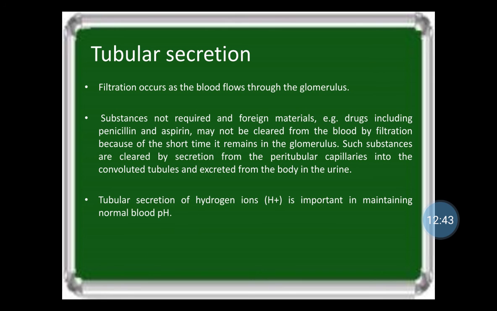Then tubular secretion of the hydrogen ion is important in maintaining the blood pH. Maintaining the blood pH is a function of the kidney, and along with the hydrogen ion, potassium is also secreted in this process, and some hormones are also secreted.